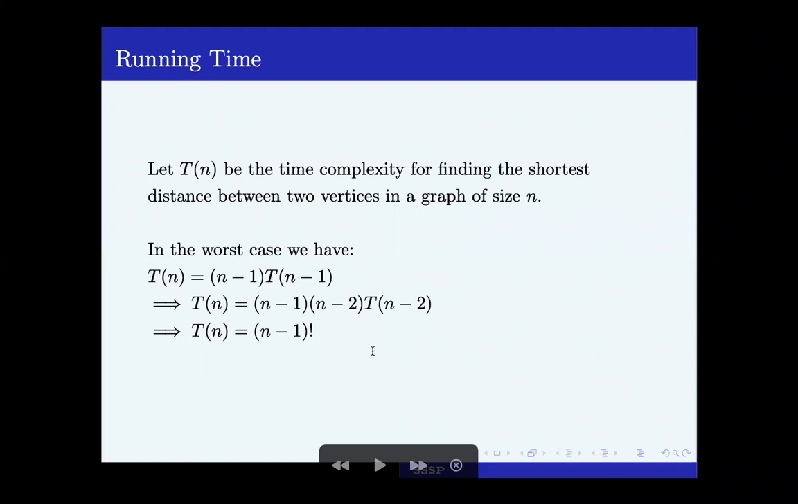And if you solve it like this, you will realize that T of n is (n minus 1) factorial. It is not a polynomial time algorithm. It is a horribly bad algorithm. The reason is that you are evaluating a lot of things multiple times.